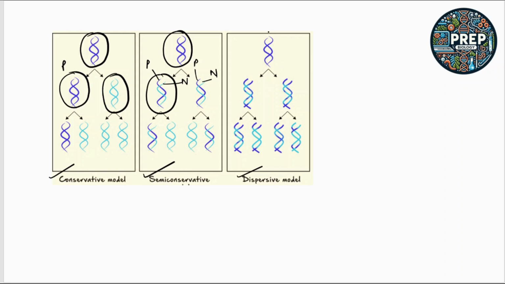Okay, and the dispersive model shows that when replication takes place, two strands are formed, but both are a mixture. This single strand of one DNA is a mixture of parental plus newly formed, and this is also a mixture of parental plus newly formed. So these are the three models of DNA replication. But Meselson and Stahl state that DNA replication is semi-conservative in nature.